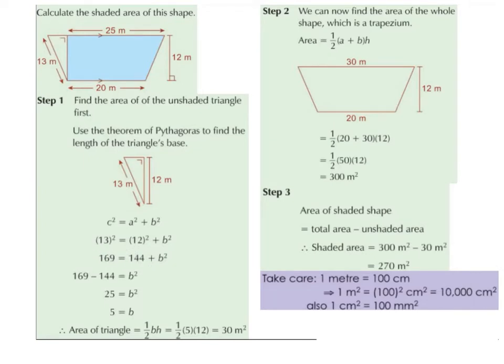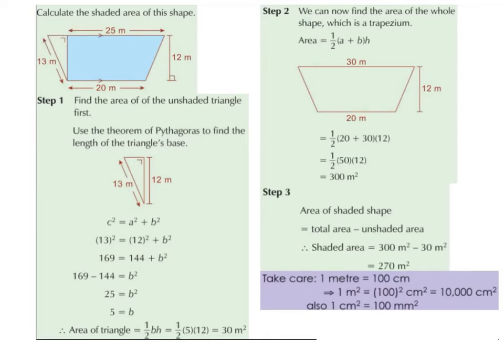144 comes over the equal sign and becomes minus 144. That's still equal to b squared. 169 minus 144 is 25, which is equal to b squared. So b is going to be the square root of 25, and the square root of 25 is going to be 5. So b equals 5. So this distance here is 5 meters.